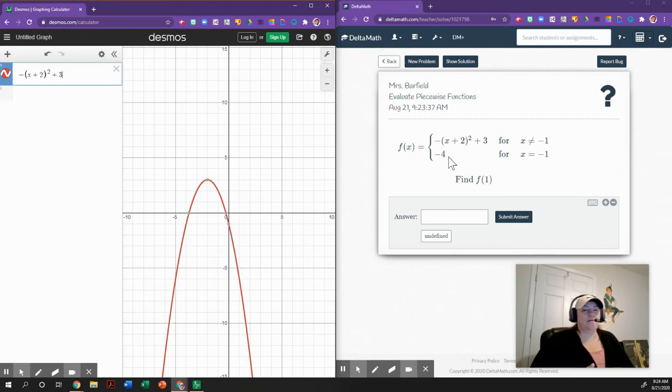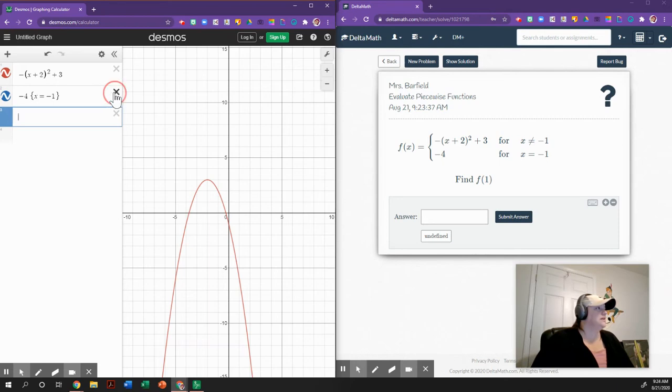I'm trying to think how I want to do this one, because I think it's better for you just to see what this means. And then negative 4. Let me see if I can make the restriction for x equals negative 1. Yeah, see, it doesn't want to do the restriction on this one, and that's okay.